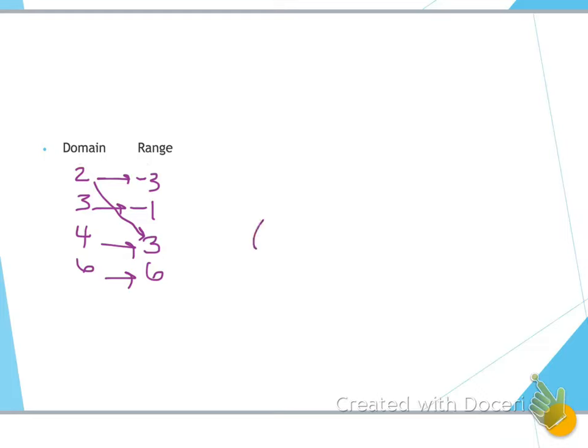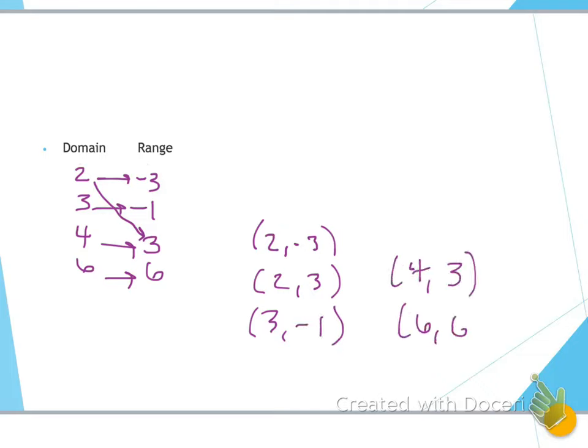Okay, so we're going to check this one. We have 2 going to -3, 2 going to 3, 3 going to -1, 4 going to 3, and 6 going to 6. In this, we have them repeating, so no, this is not a function. We don't care about the range or the y values. We are only looking at the x values.